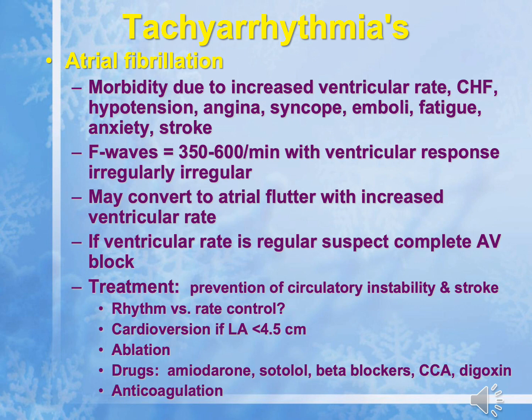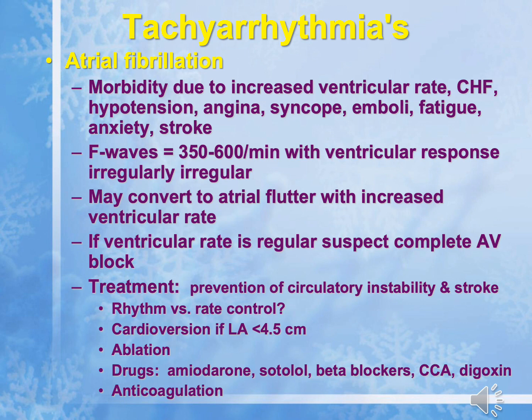Some clinical considerations of patients with atrial fibrillation is that the symptoms or morbidity is due to increased ventricular rate, hypotension, congestive heart failure, angina, syncope, stroke from emboli, fatigue, or anxiety. The fibrillatory waves, which we call F waves rather than P waves, occur at 350 to 600 per minute, with a ventricular response that can only respond usually at a rate of 150 to 200 per minute, and is irregular, or absolutely irregular ventricular activity and pulse.